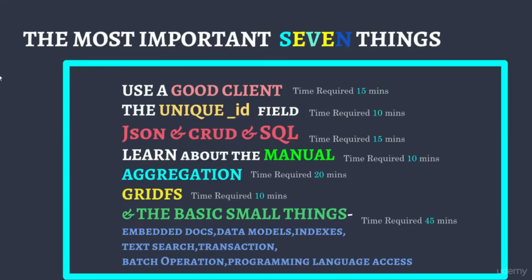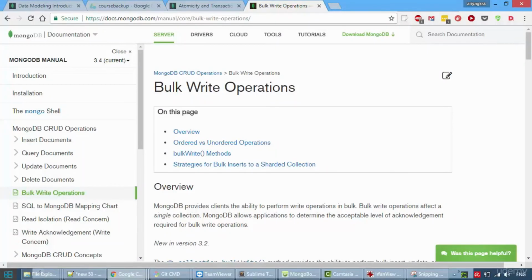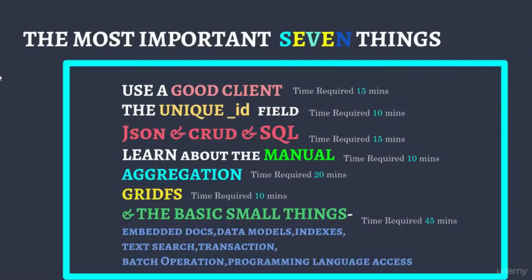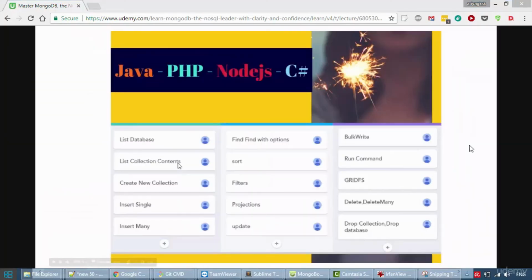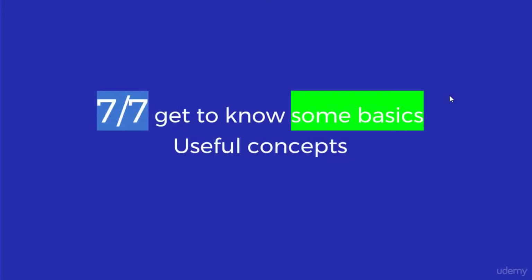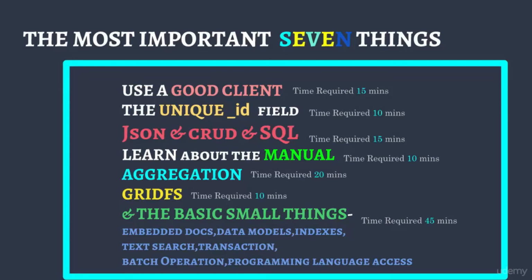Then how to do batch operations in MongoDB. This is the easy feature, and this is the documentation page for that. And finally, we have how to use programming languages with MongoDB. So we have a separate section for that. We have Node.js, PHP, C#, and Java covered here. And we even explain about the GridFS functionality also. So these are the 7 important things you need to know about MongoDB.